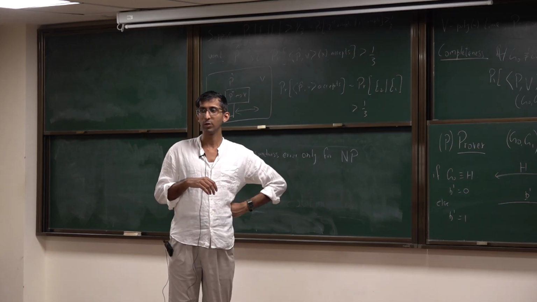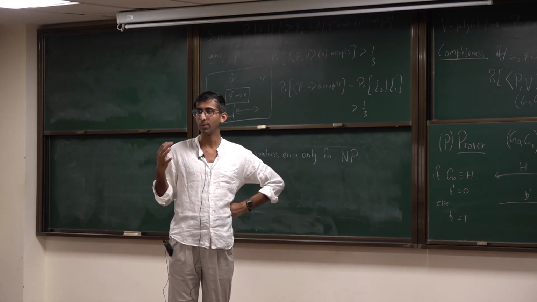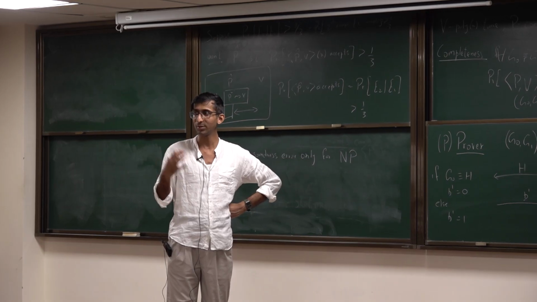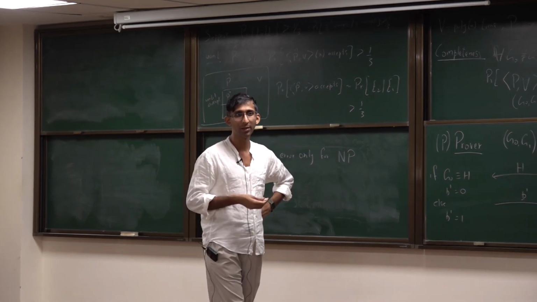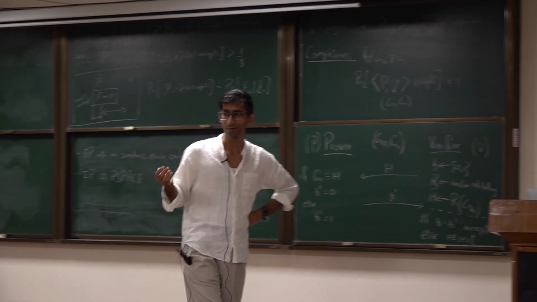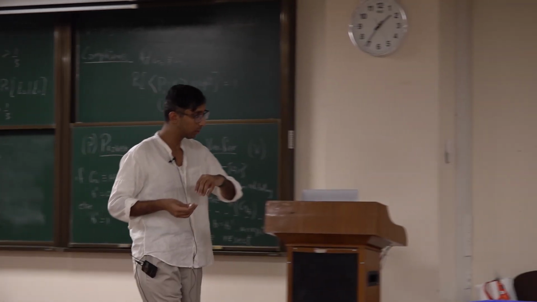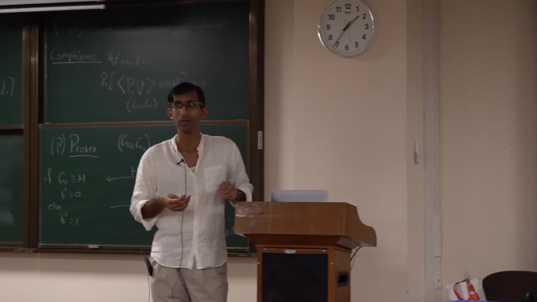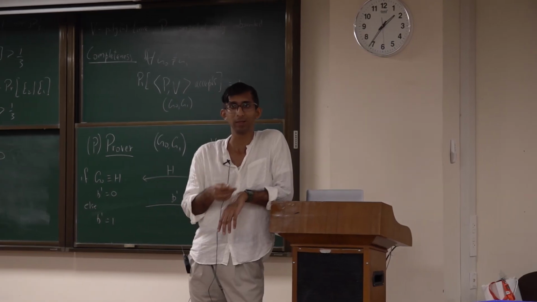Any ideas about how you would do that? So let's say I'm the prover, right? I have these two graphs, and I want to prove to you that they are isomorphic, but I don't want to reveal to you what the isomorphism is. So how might you? Yeah, any ideas?